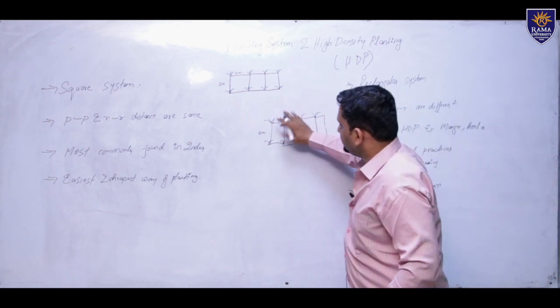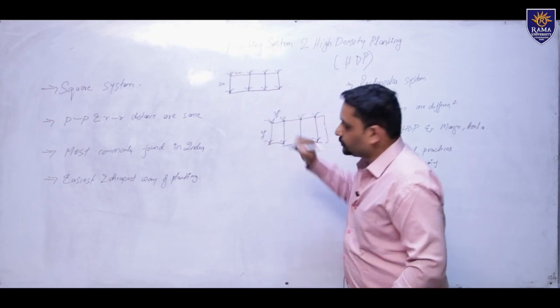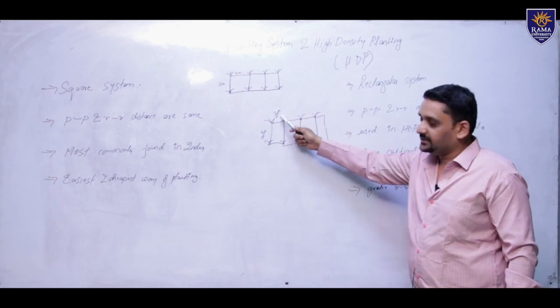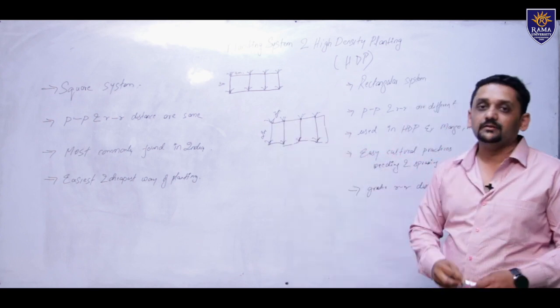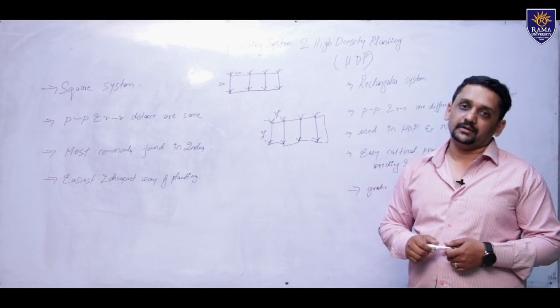And just to take an example, if this is 3 meters, then that will be 2 meters, in the sense that plant to plant distance and row to row distance will be different, and this system of planting is known as the rectangular planting.